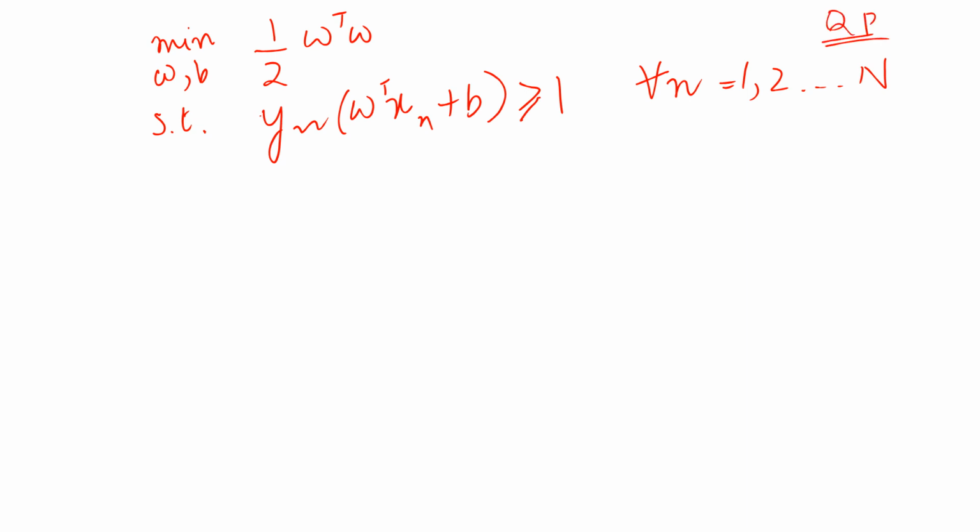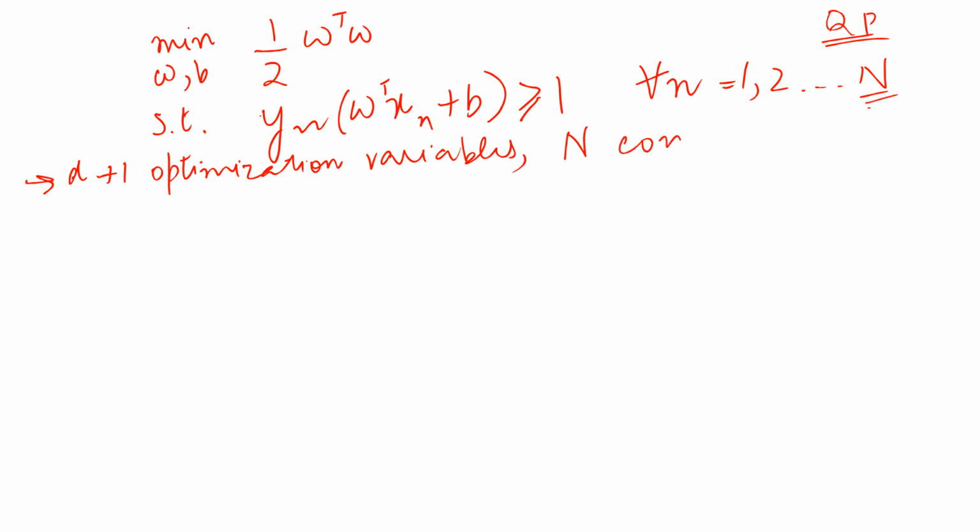Again, repeating it: why do we solve an optimization problem? Well, we solve it for optimization variables. So how many optimization variables are there? If this is a d-dimensional feature space, then I have d plus 1 optimization variables in this problem. And what about the number of constraints? Well, the number of constraints depends on this N. So I have N constraints.